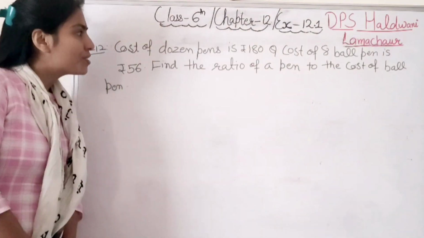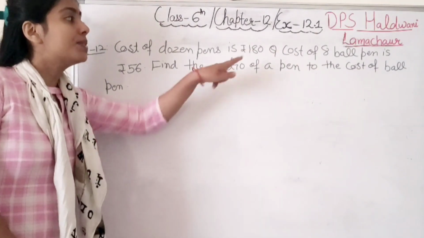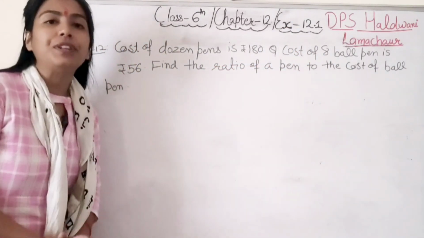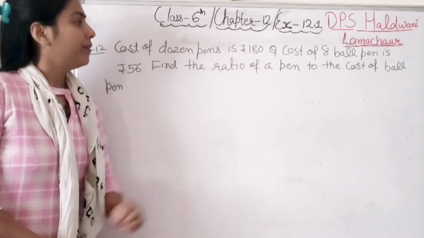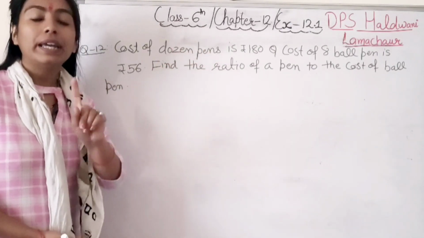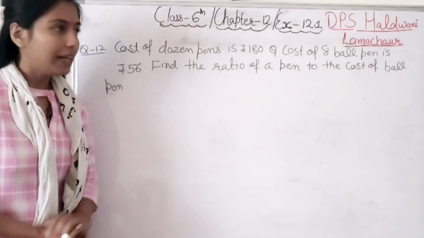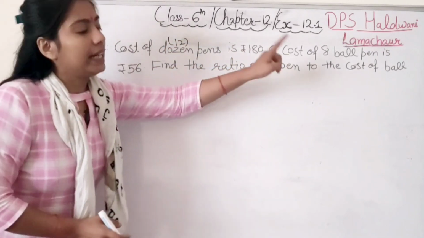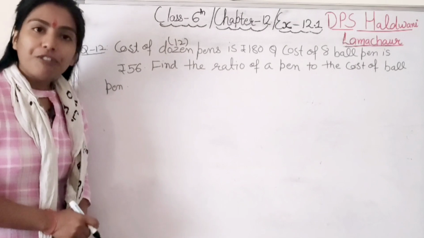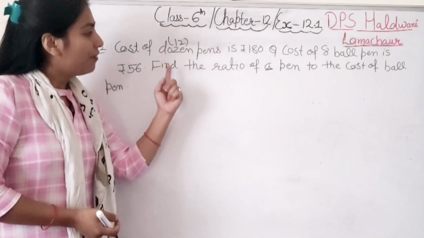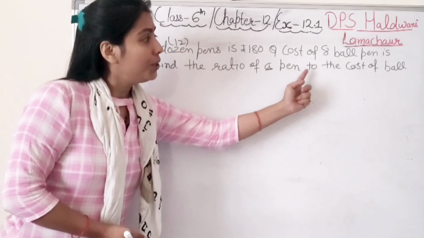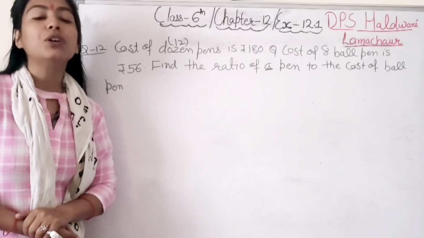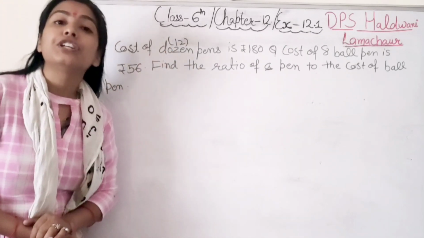Now coming to our question number: cost of a dozen pens is rupees 180 and cost of 8 ball pens is rupees 56. 2 types of pen. One is a dozen. Dozen means, student, 12 pens. So the cost of 12 pens is rupees 180 and the cost of 8 ball pens is rupees 56. Okay. The question is: find the ratio of the cost of a pen to the cost of a ball pen. A means student, 1. 1 cost of the pen. That ratio you have to find out.